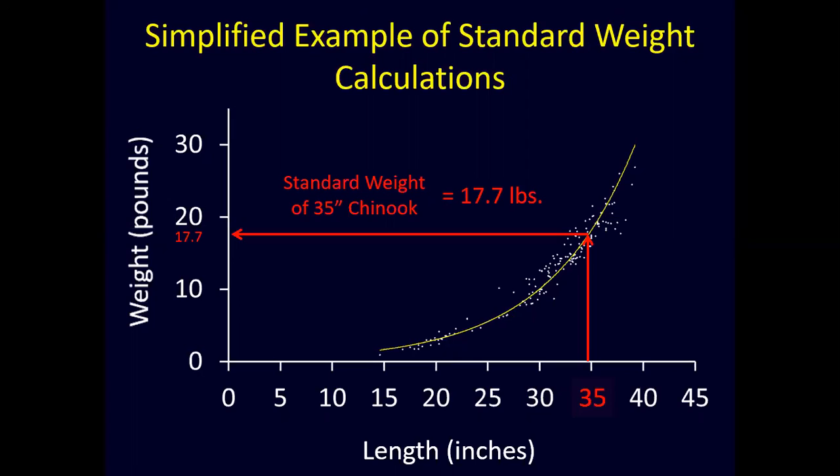So on this figure, each of these white dots represents an individual fish with its weight on the y-axis and its length on the x-axis. And then we run a regression analysis line through this data set. And then where those lines cross, you can get the standard weight of a 35-inch Chinook salmon, which in this particular case is 17.7 pounds.